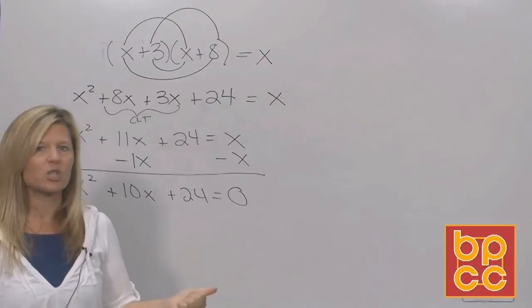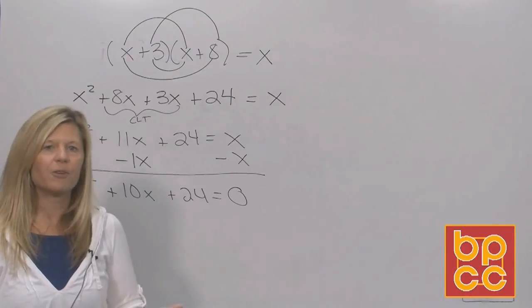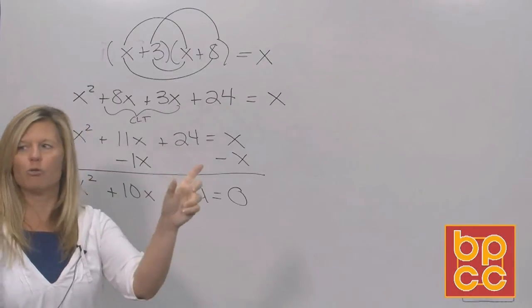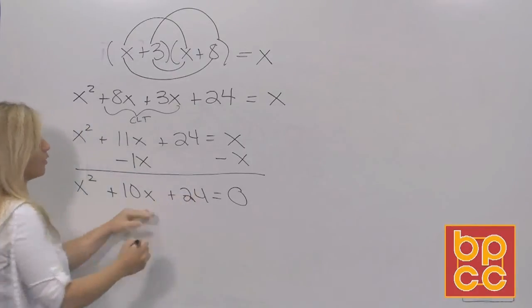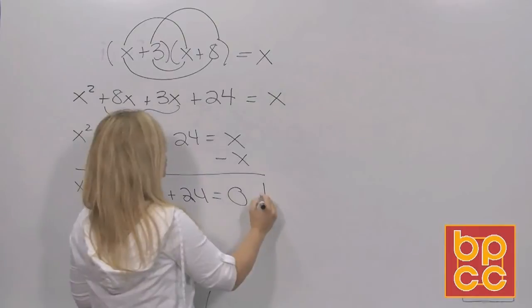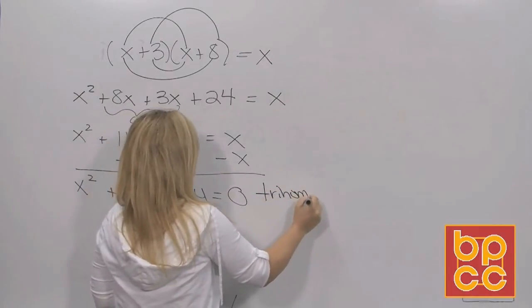Is it a difference of perfect squares? No way. A difference of perfect squares can only be two terms connected with subtraction. How many terms are here? Well, there's 3. We learned in algebra you call this a trinomial.